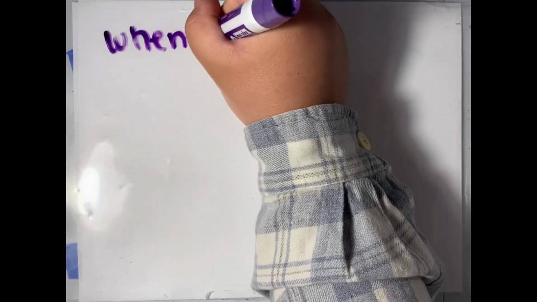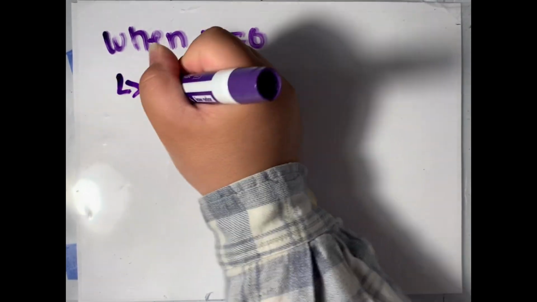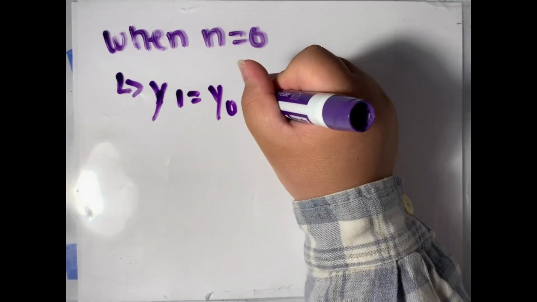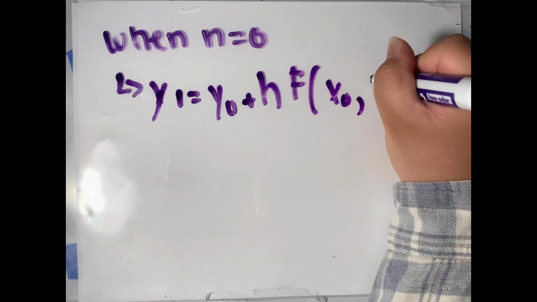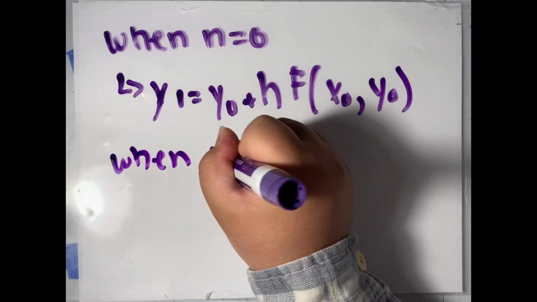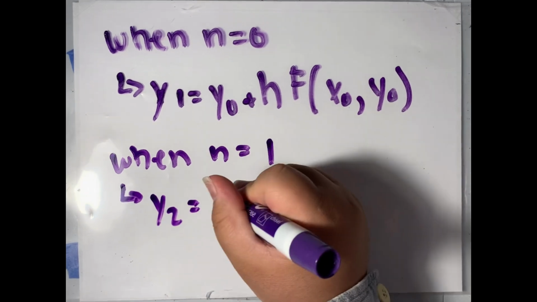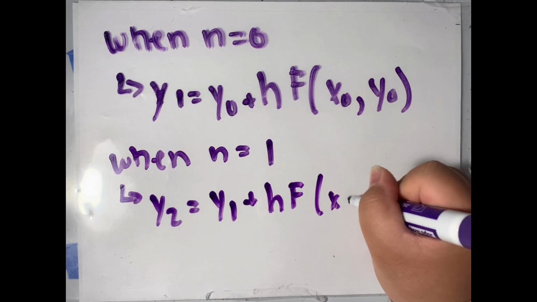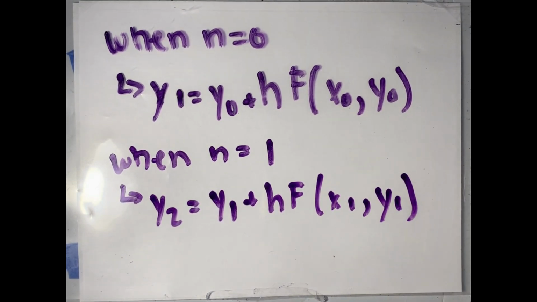We can easily rewrite the formula based on the n value. For example, when n is equal to 0, we can rewrite the formula as y sub 1 is equal to y sub 0 plus h times f of x sub 0 comma y sub 0. Similarly, when n is equal to 1, we can rewrite the formula as y sub 2 is equal to y sub 1 plus h times f of x sub 1 comma y sub 1.